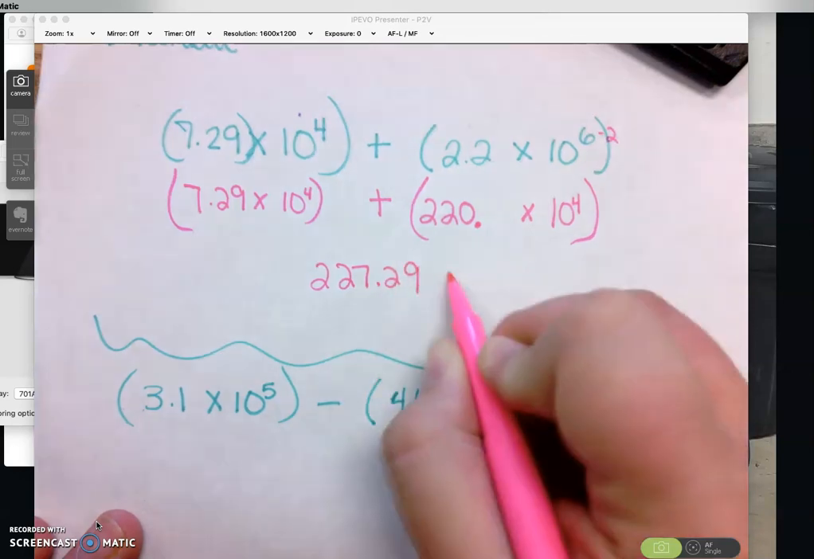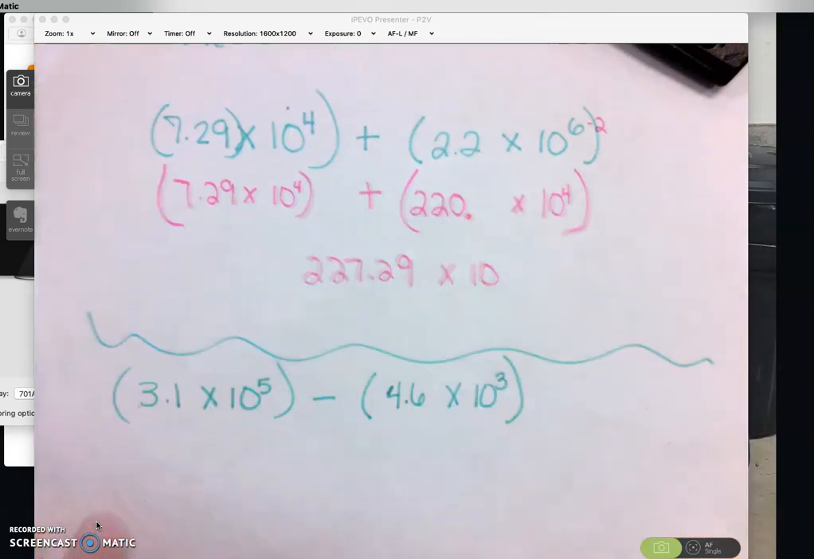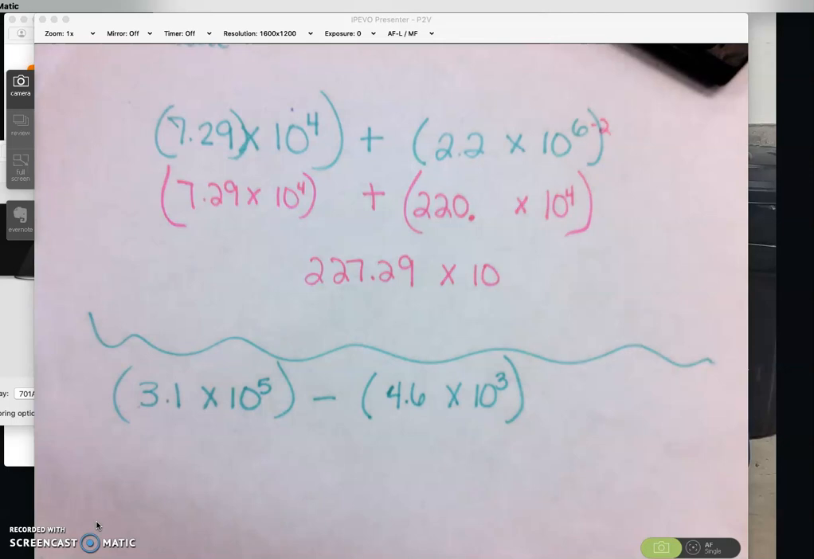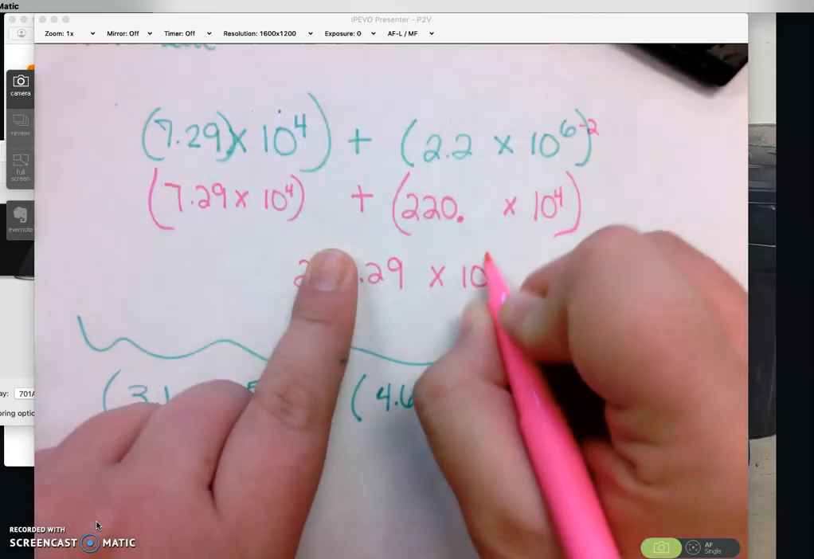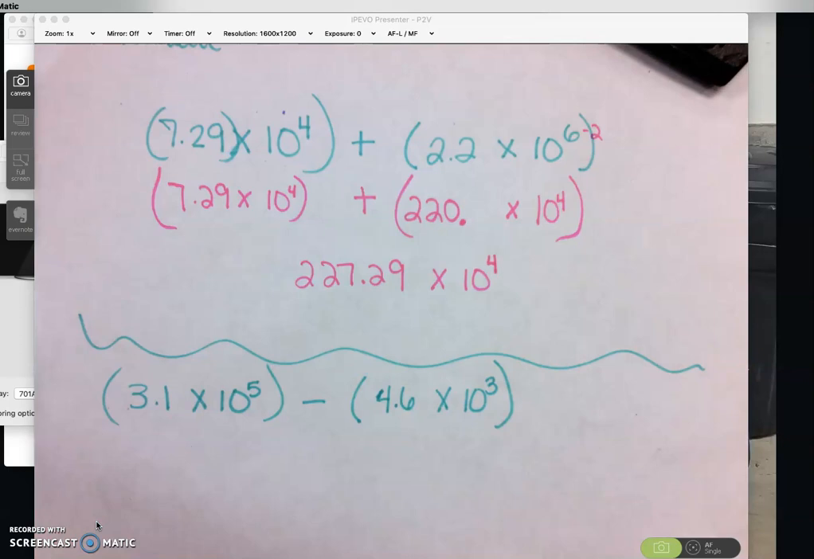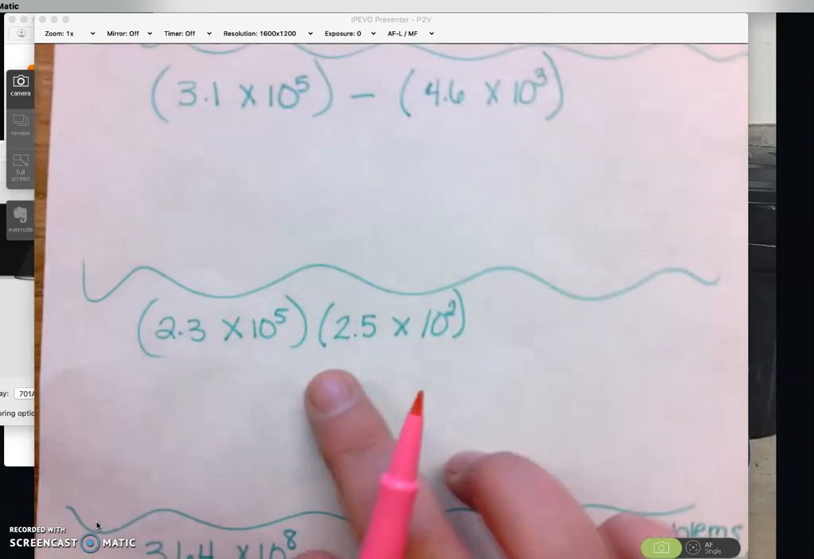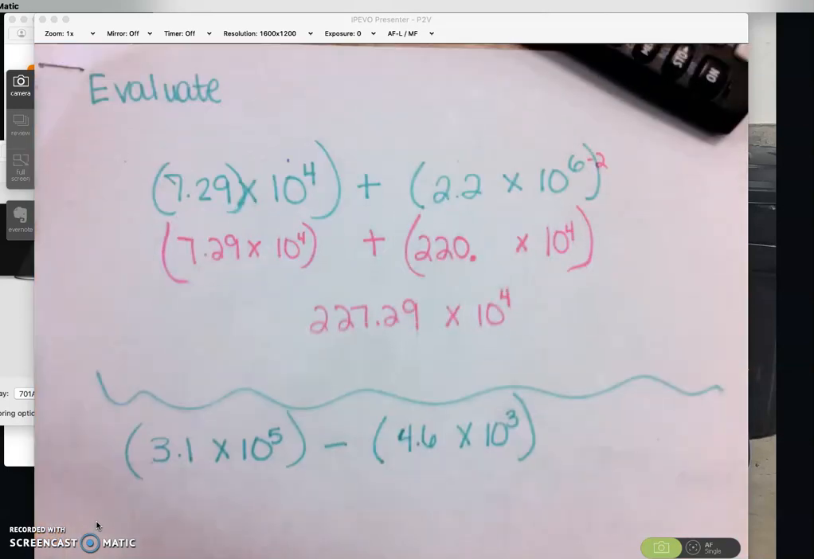227.29 times 10 to the what? 4th. Very good. You don't add the exponents. You only add the exponents when you are multiplying, like down here. You'll add the exponents. Okay?